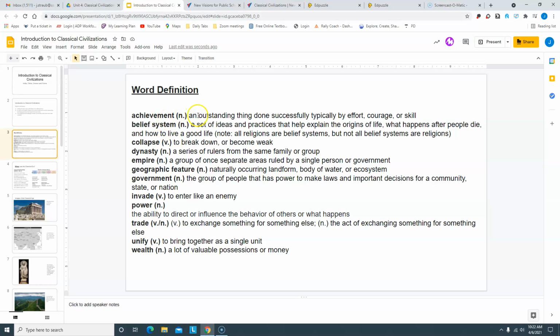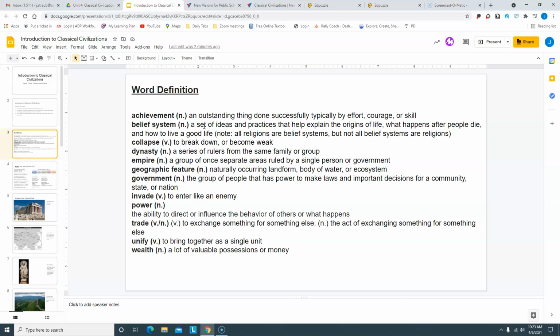So the word achievement is an outstanding thing done successfully, typically by effort, courage, or skill. A belief system is a set of ideas and practices that help explain the origins of life, what happens after people die, and how to live a good life. All religions are belief systems, but not all belief systems are religions. Collapse is a verb, and it means to break down or become weak. A dynasty is a noun. It's a series of rulers from the same family or group.